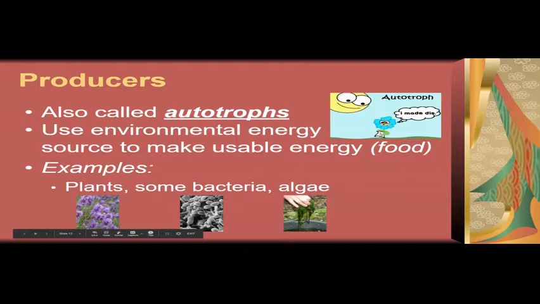Some organisms are labeled as producers. Producers can also be called autotrophs. And producers or autotrophs use environmental energy sources to make their own usable energy or their own food. And that's why they're called autotrophs, because they're doing this by themselves, or they're called producers because they're producing their own usable energy. Examples of producers or autotrophs are plants, some bacteria, and algae.